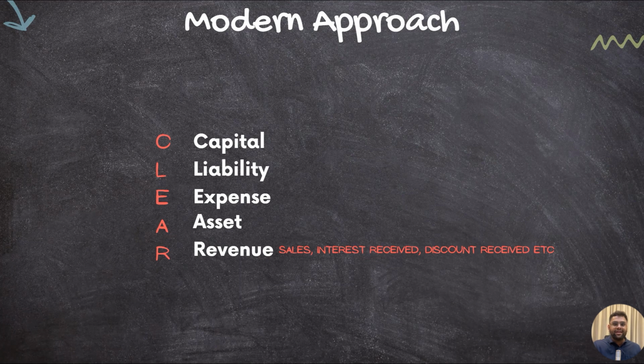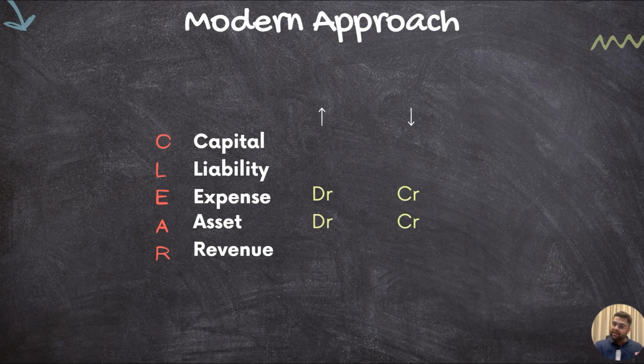Check that out. Now, continuing with modern approach, I understood C.L.E.A.R. I also understood what C.L.E.A.R stands for. But now what do we have to do? Let's focus on the vowels. E for expense and A for asset. If vowels increase, it will be debited. And if vowels decrease, it will be credited.